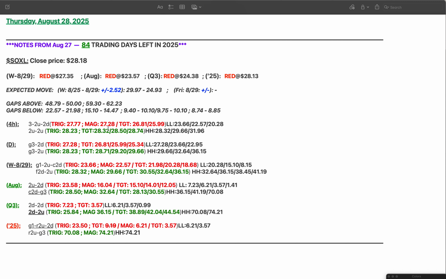Again, on the 4-hour, we don't like to put too many extended targets because they do roll into the day. So if we look at the day, the magnitude for the day, the 4-hour flip, is 27.28, which then triggers the continuation pattern on the day. So the reversal 3-2 up, 2 down on the 4-hour then triggers the 3-2 down continuation on the day.